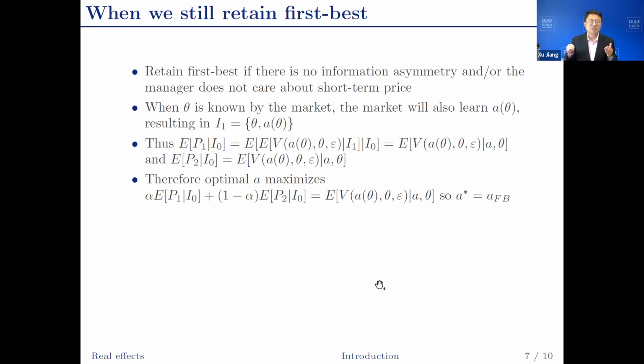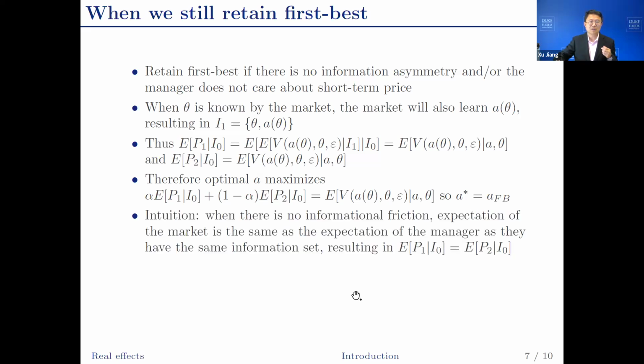So the optimum A is again going to maximize the expected terminal firm value conditional on A and theta. The optimal choice of A is equal to the first best. The intuition is, as we just went through, when there is no informational friction, there is no information asymmetry. The expectation of the market is the same as the expectation of the manager, because you have the same information set. The law of iterated expectations is going to apply. And so expectation P1 conditional on I0 is the same as expectation P2 conditional on I0. It's the same as the expectation of the terminal value V conditional on I0.